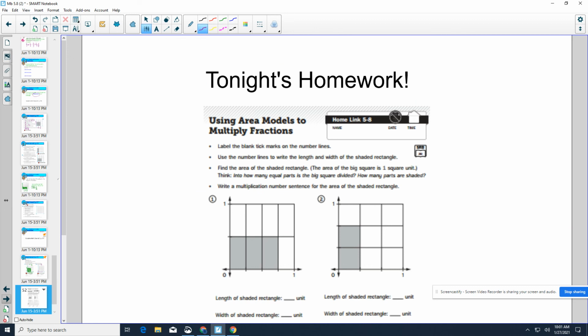Okay, and this is the home links that you can do for extra practice to help you with the lesson.